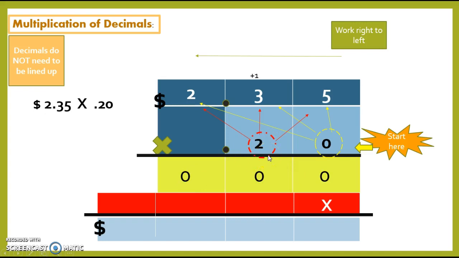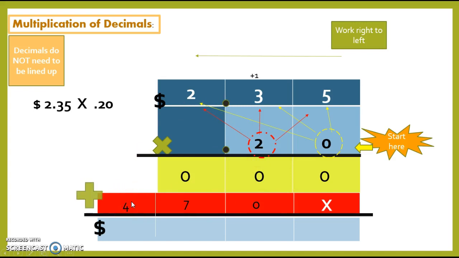Before I start multiplying, I need to put an X or a 0 here to hold this spot. I don't want to put any numbers there. Now, 2 gets to multiply times 5, makes 10. I put the 0 down, carry the 1. 2 times 3 is 6, plus the 1 makes 7. That answer goes right here as we're moving right to left. And then 2 times 2 is 4. That answer goes over here.